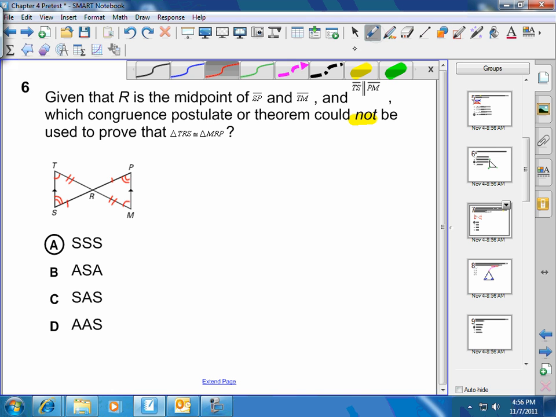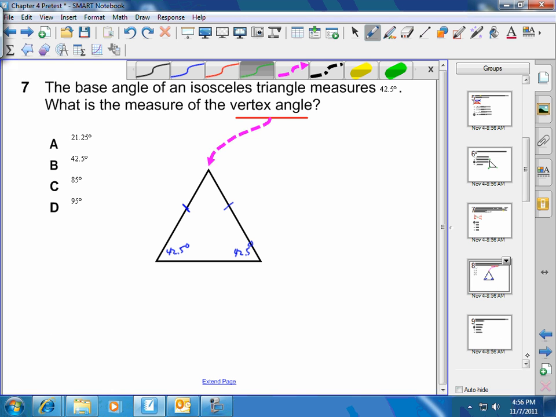All right, we also know that this angle here is congruent to this angle here. So we could use side, angle, angle, and angle, angle, side. So that's 4 and 6. Let's look real quick at 7 and see what that's all about.